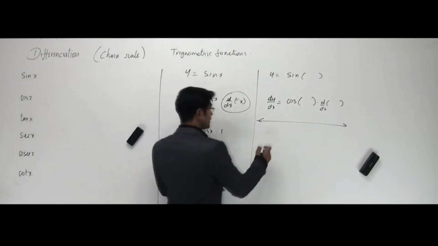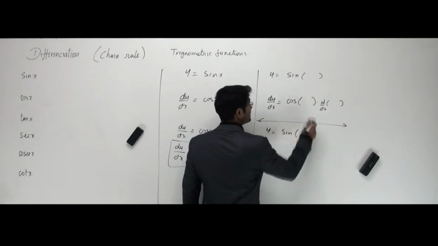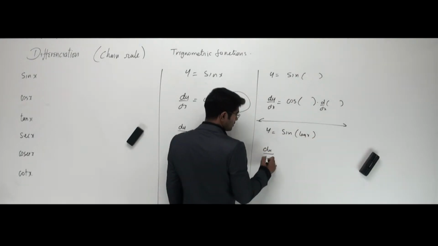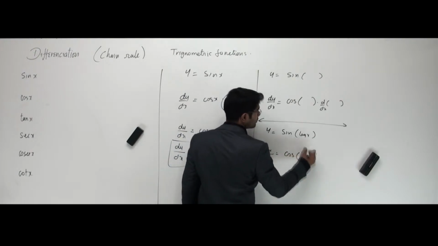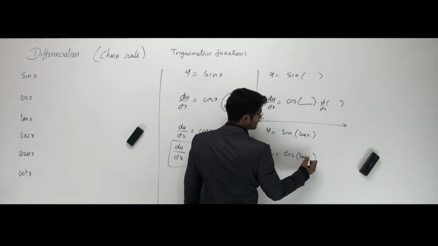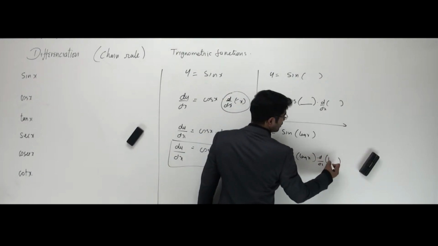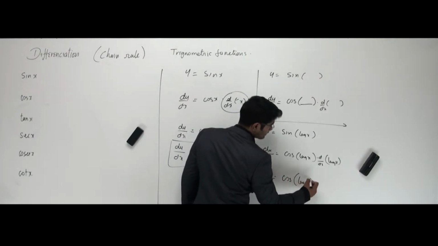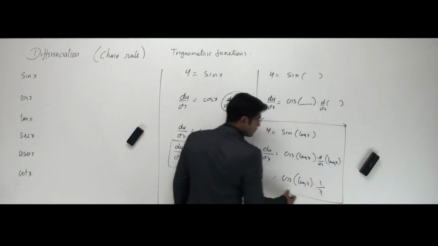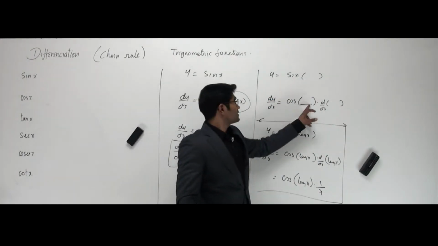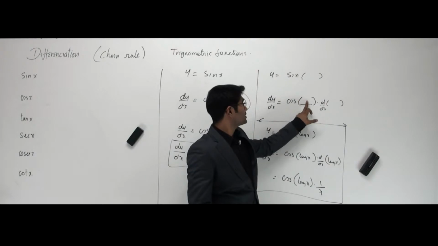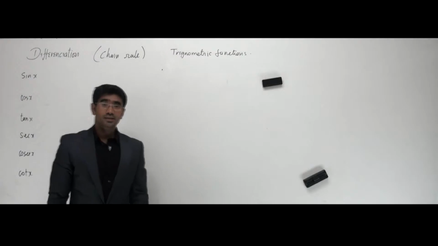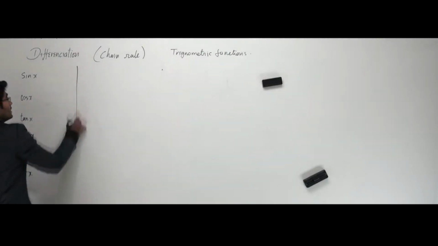If y is equal to sine of, let's say, log x inside this function, what happens? Dy by dx would be cos of whatever function comes inside, that is log x, into d by dx of log x. That's how it works. That goes like cos of log x into 1 by x. So whatever I fill inside this would come here. If there's a power x here, a power x comes here. Then I need to differentiate this as the next step. That's all about it.